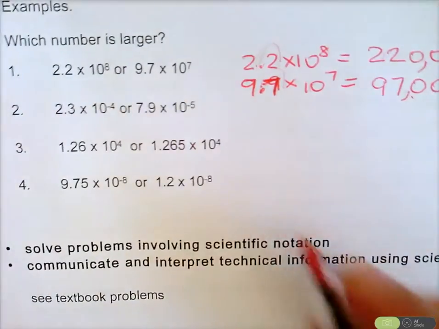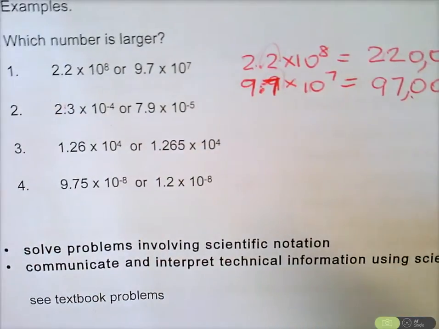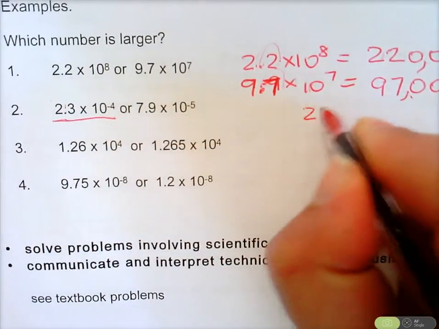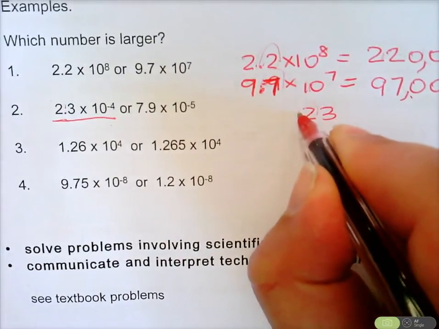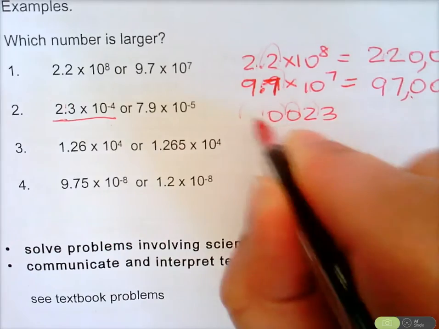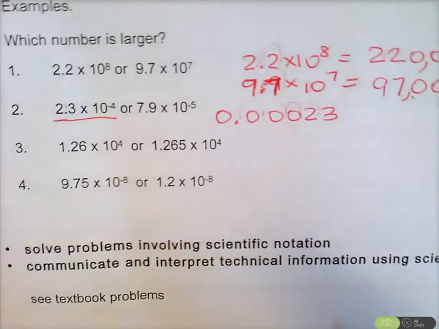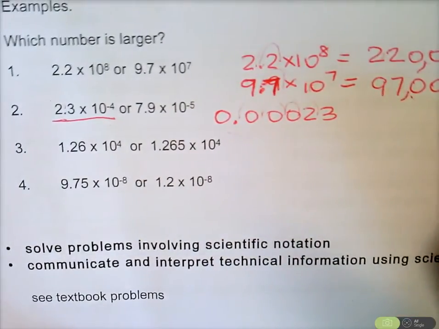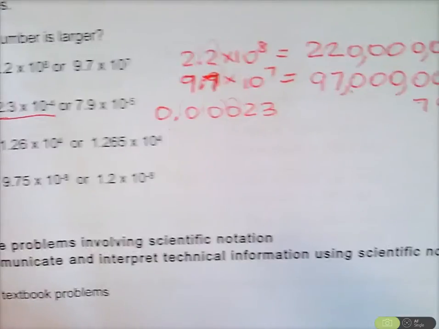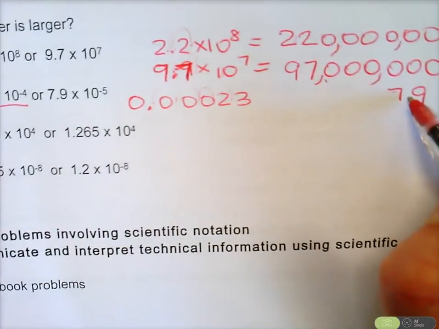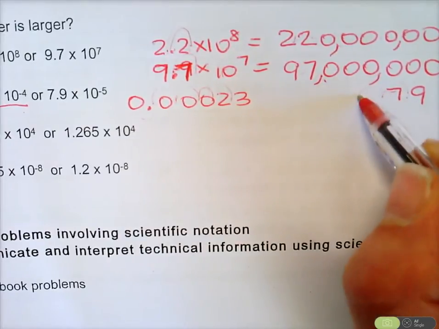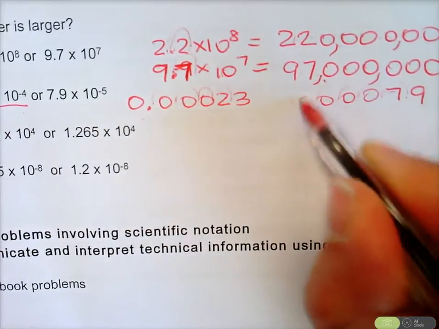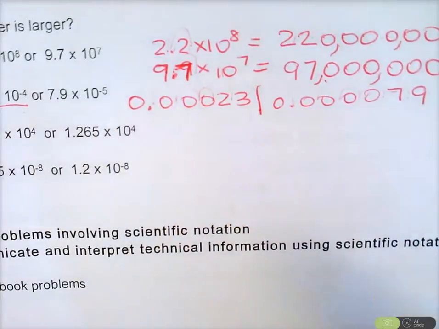I have to jump back how many places to write down what the original number was? How do I do it? Do you know what this original number was? I have to go back 1, 2, 3, 4. There's the point. Let me check. 1, 2, 3, 4. Got it? That was the first number. Let's look at the other one. 7.9 times 10 to the negative 5. The point is here. I've got to go back 5. 1, 2, 3, 4, 5. There's the point. So these are my two numbers.